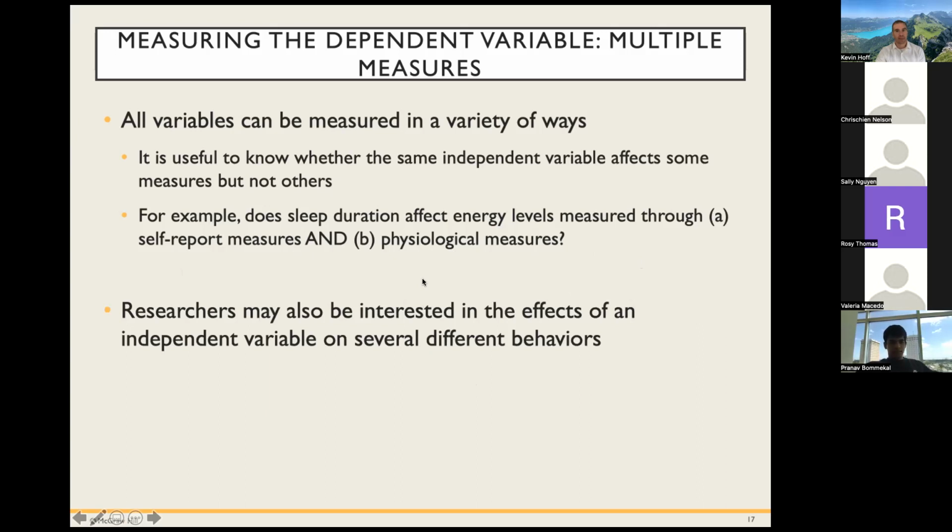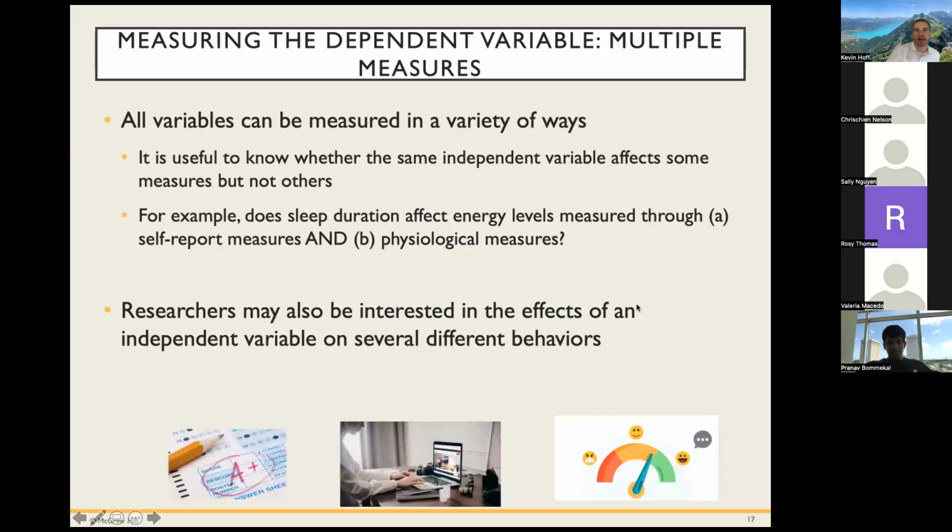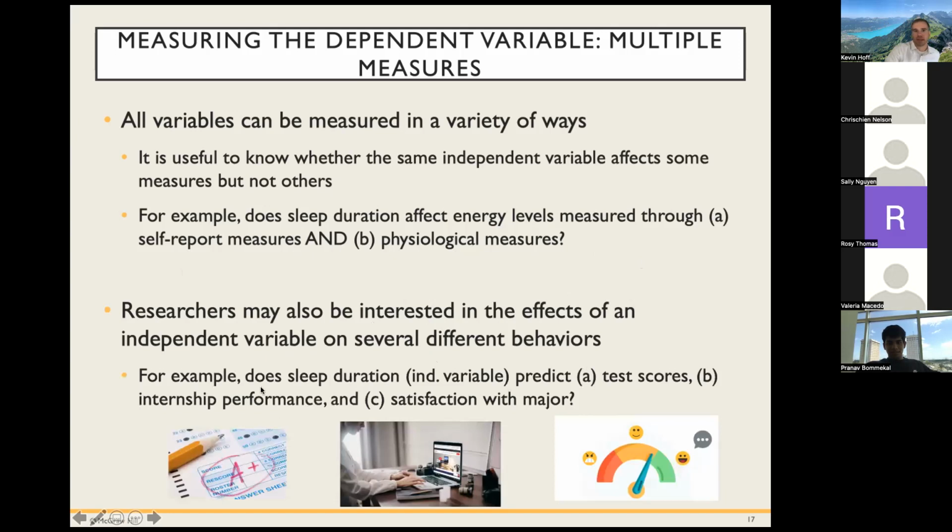Sometimes as a researcher, you're interested in seeing how one independent variable affects several different behaviors. Let's say I'm interested in sleep duration again, and if I manipulate it, how does that affect people's test scores, their internship performance, and their satisfaction with their major? There we can see if one variable is more closely related to sleep than the others.